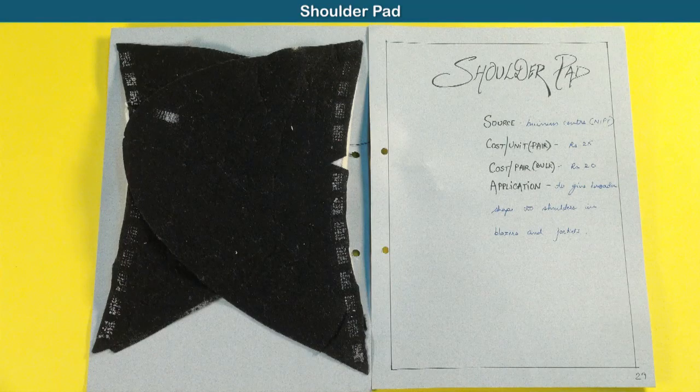This is called shoulder pad. This shoulder pad is used to give the broader shape to shoulder, mostly in the blouses and jackets.